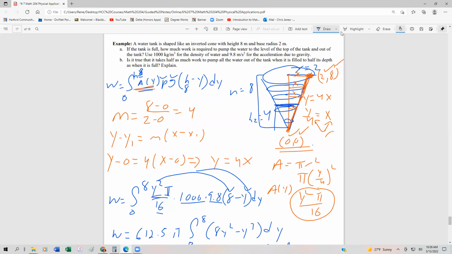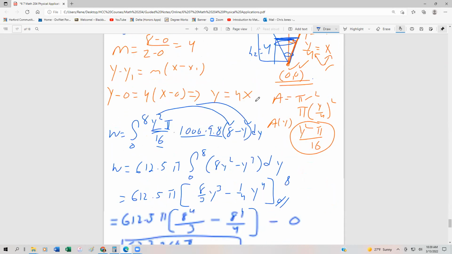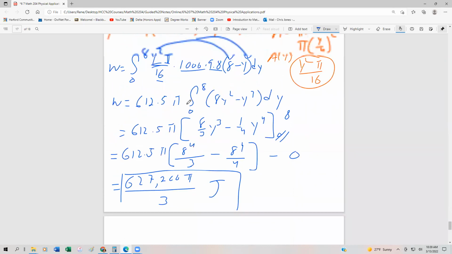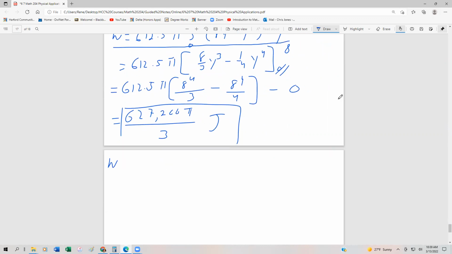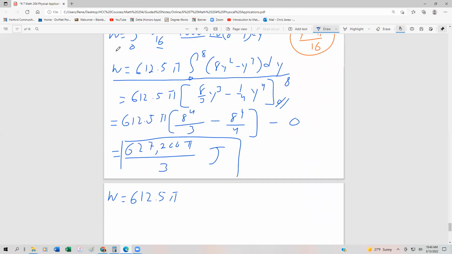And we remember from the previous problem that certainly it's not going to be true because of the distance. Remember, the further we are from the top, the more work it's going to take. The closer we are to the top, even though the cross-section might be a little bit bigger, it's still going to be easier to pump out. So we're going to do the exact same integral, and I'm just going to pick it up from right here, except I'm going to change the bounds to 0 to 4. So our work is going to be equal to 612.5 pi, integral from 0 to 4. This is part B.